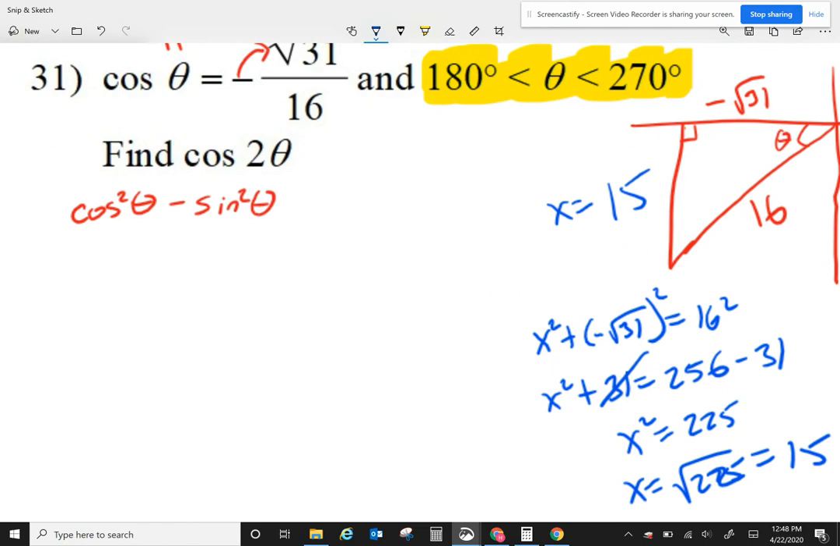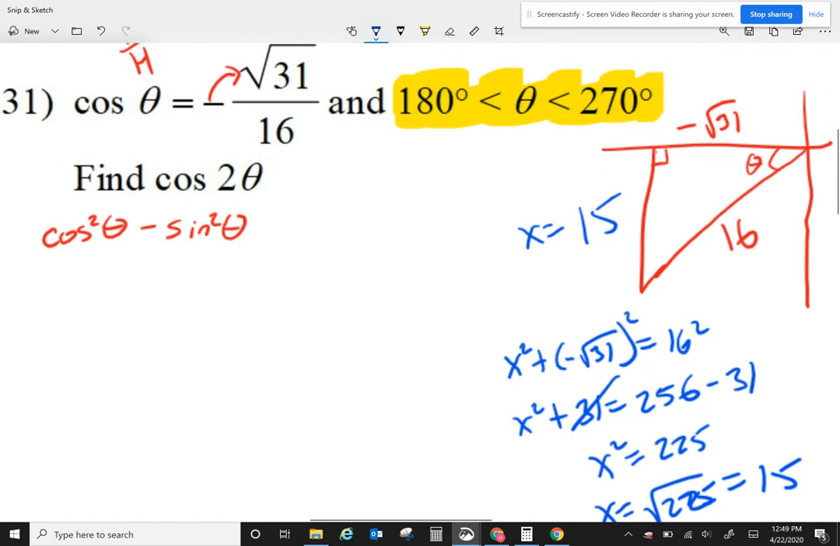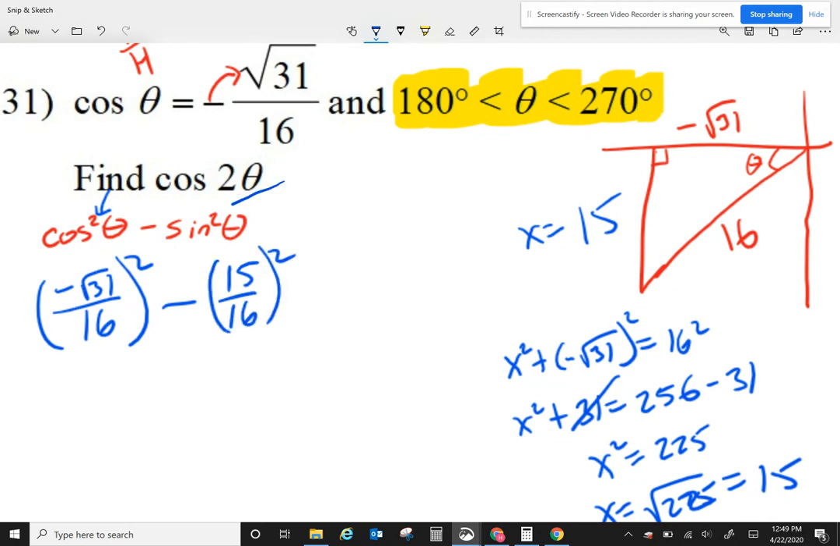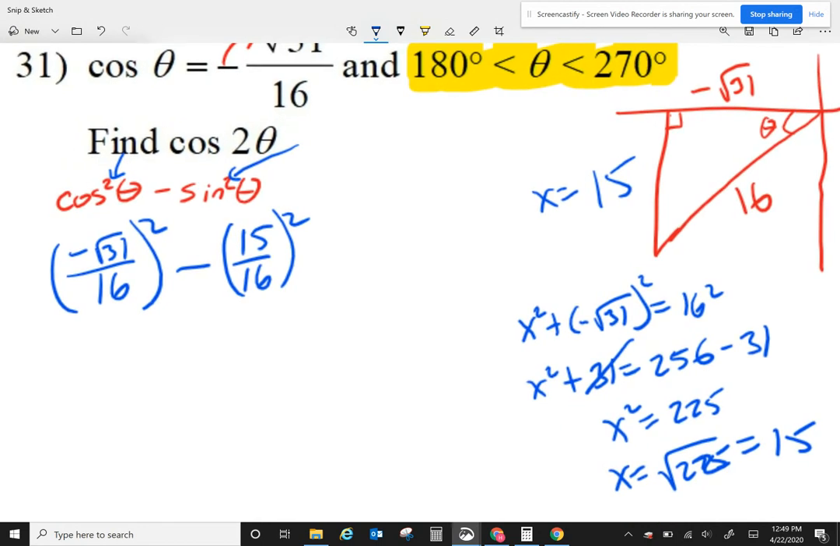All right, cosine. I know cosine is adjacent over hypotenuse. So I have negative radical 31 over 16, all squared. That's what that square means. Minus, I know sine is opposite over hypotenuse, 15 over 16, all squared. Right, that's what that square means. All right, so from the first fraction, negative radical 31 times negative radical 31, I have 31 over 256 minus 225 over 256.